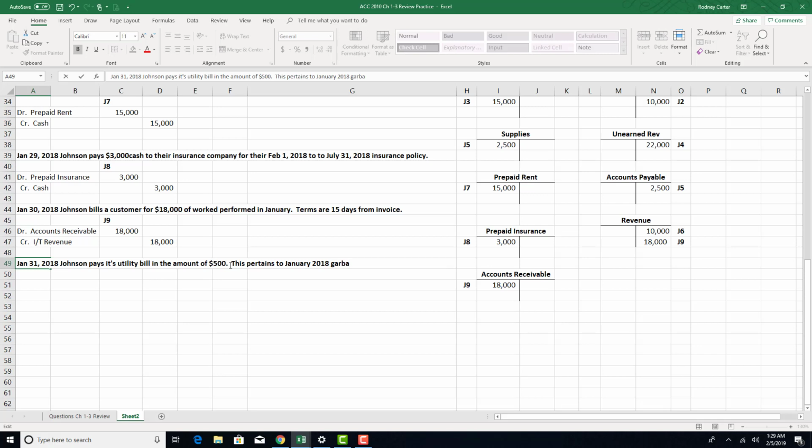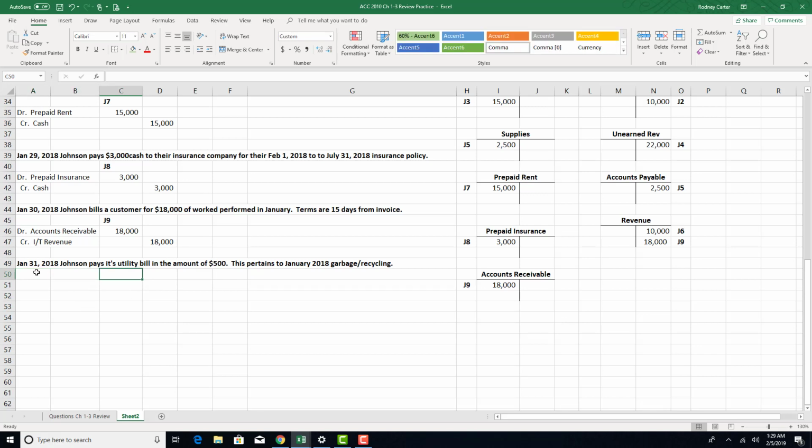garbage and recycling. We got a big recycling bin because we love the earth. We should love the earth. If you don't love the earth, you should be nicer to it. What does that have to do with accounting? Don't worry about it.